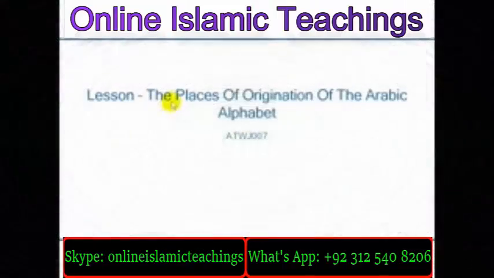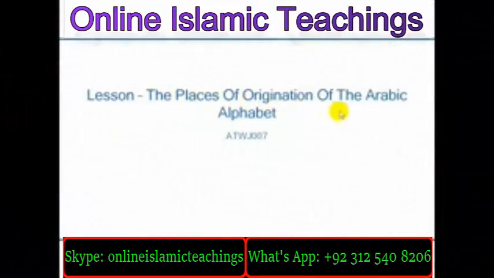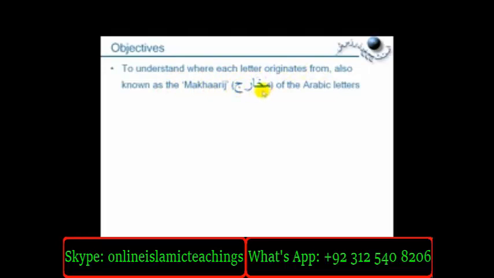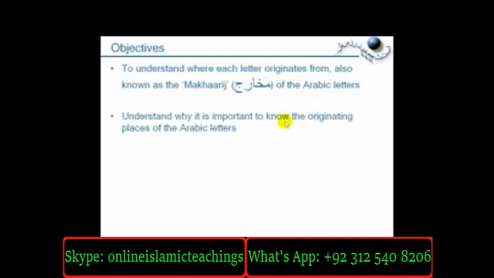الرحيم. This lesson is the places of origination of the Arabic alphabet. Objectives: to understand where each letter originates from, also known as the makharij of the Arabic letters. We will understand why it is important to know the originating places of the Arabic letters.